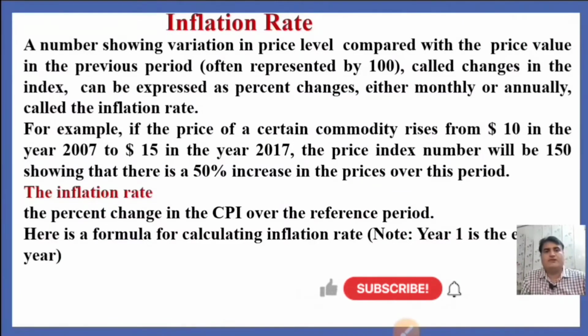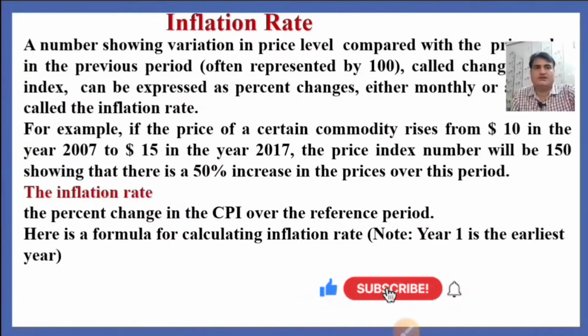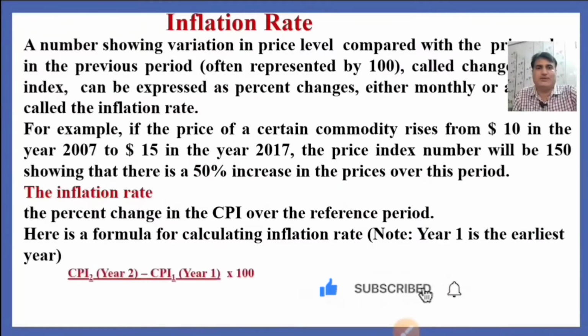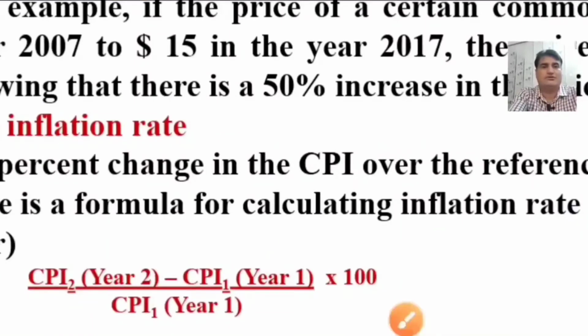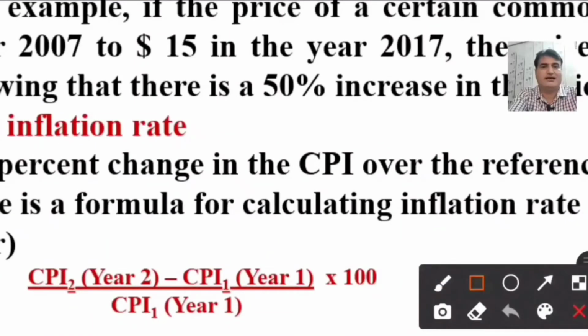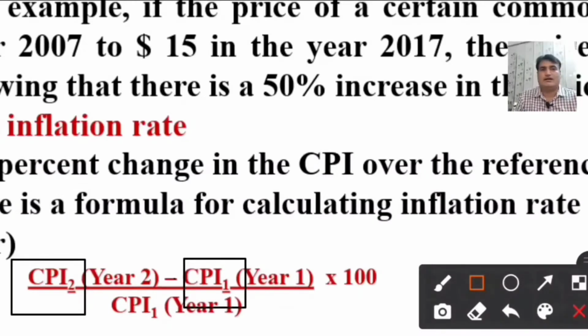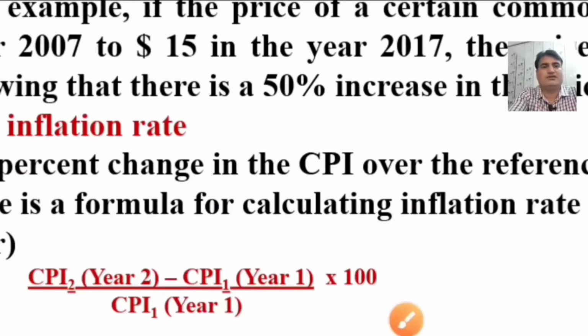Here is the formula for calculating the inflation rate. The formula for inflation rate is (CPI 2 minus CPI 1) divided by CPI 1, multiplied by 100. Here CPI 2 means the price in the current year and CPI 1 means the price in the base year. Current year price minus base year price, divided by base year price, multiplied by 100 calculates the inflation rate.